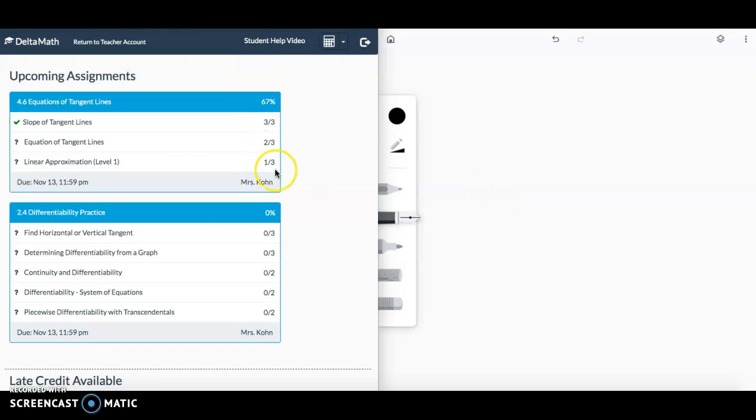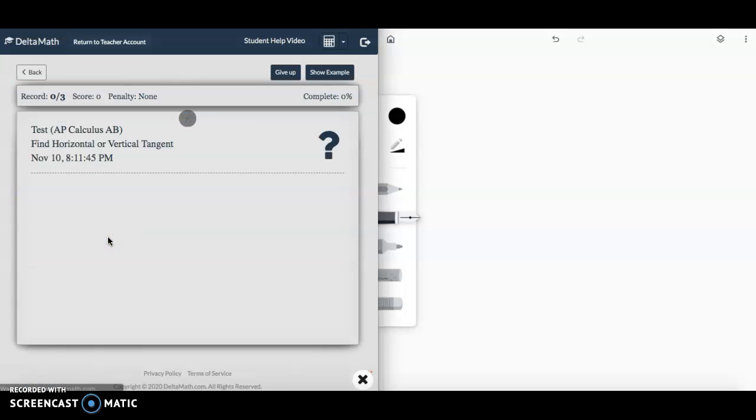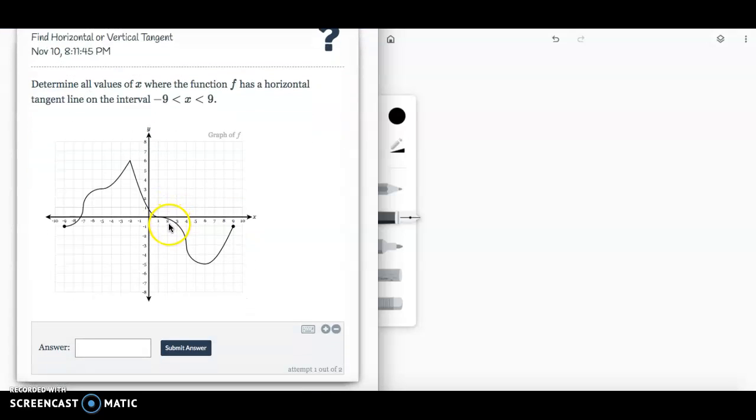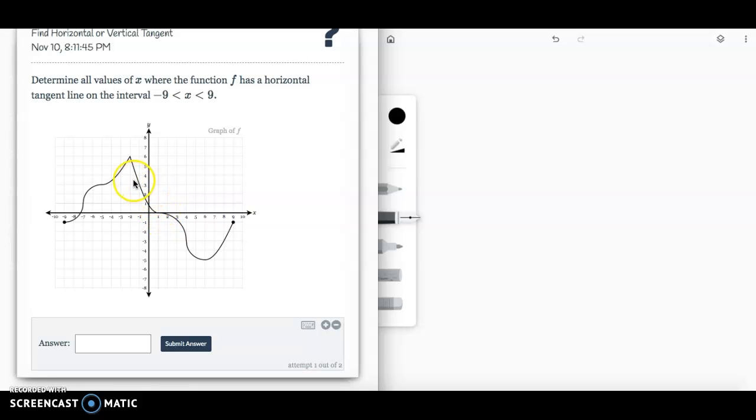All right, in this video, we're going to go through the 2.4 differentiability DeltaMath practice. Okay, so basically this is just me determining whether or not you guys know the difference between horizontal and vertical. Horizontal and vertical tangent lines are going to be important for you to be able to identify as far as determining whether a graph is differentiable or not.